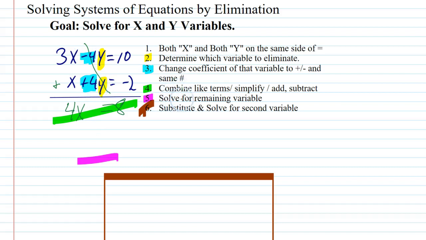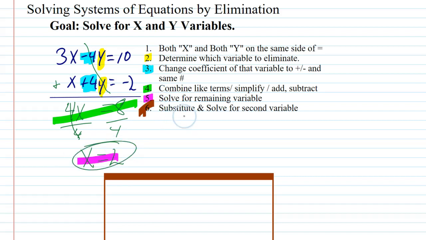Step number 5, solve for the remaining variable. In order to solve for x, I need to divide both sides by 4. The x cancels out, and that gives me x is equal to 2. So I completed step number 5, solve for the remaining variable.